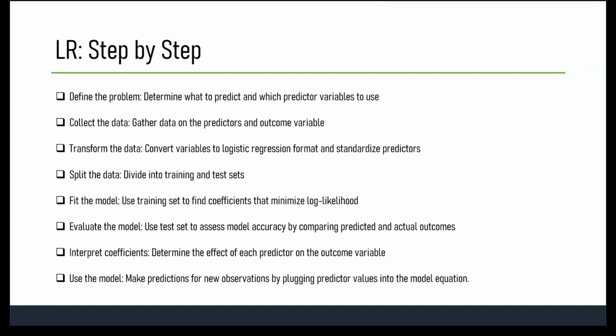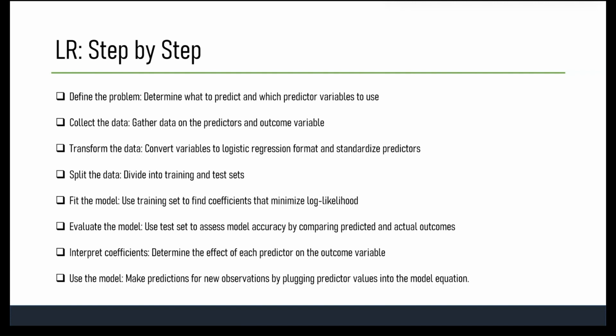This involves calculating the predicted probability of the outcome variable for each observation in the test set and comparing them to the actual outcome. Then we interpret the coefficients, so interpreting the value of each coefficient to determine the effect of each predictor variable on the outcome variable. For example, if the coefficient of age is positive, it means that increasing age increases the probability of the outcome variable.